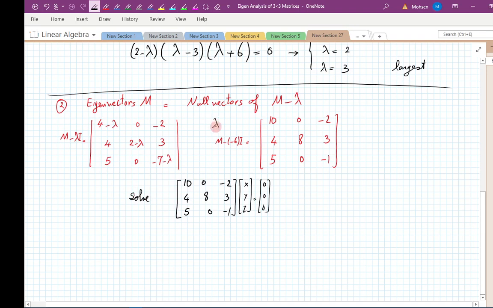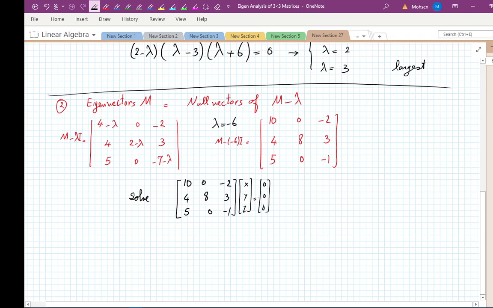So for this, lambda is equal to minus 6. To find its eigenvector, we put minus 6 in this M minus lambda. Carefully did our subtraction. Now we are finding the vector that when multiplied by this thing will be 0.